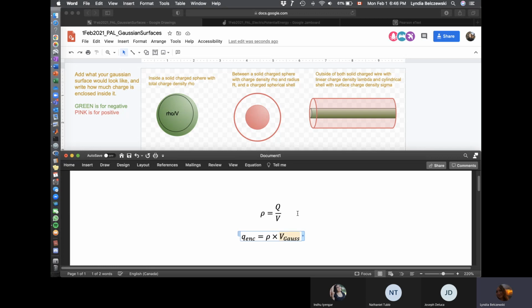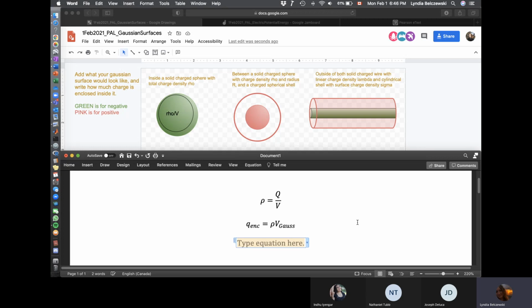I think I'm going to get rid of this times symbol. You know those are multiplied. And also an X like that can sometimes stand for a cross product, which is not what we're doing here. So I'm just going to write it like that. So the enclosed charge is rho multiplied by the volume of the Gaussian surface, right? And I say multiplied because in this first equation, you isolate the charge by multiplying the volume to both sides.